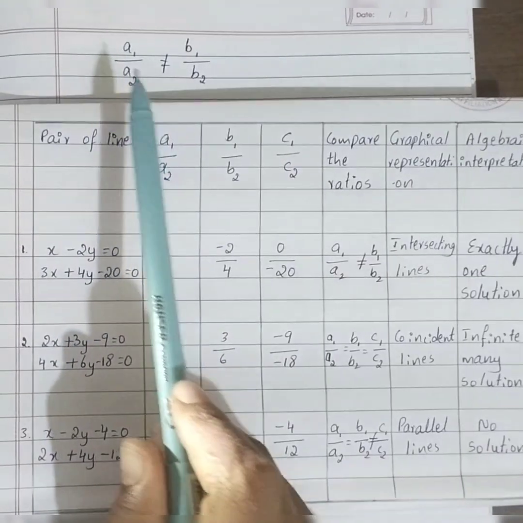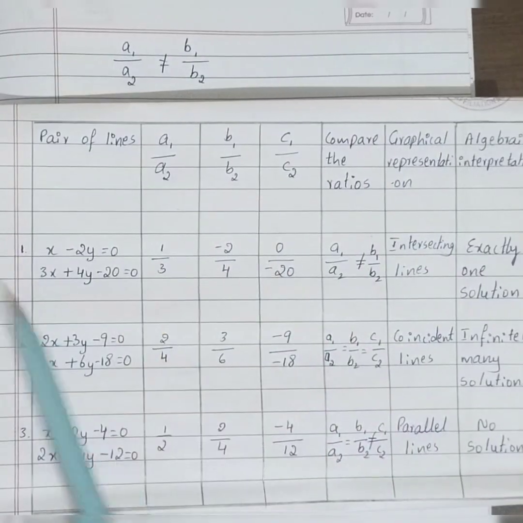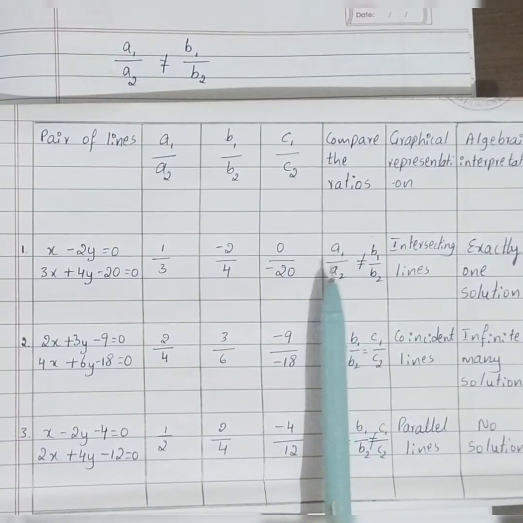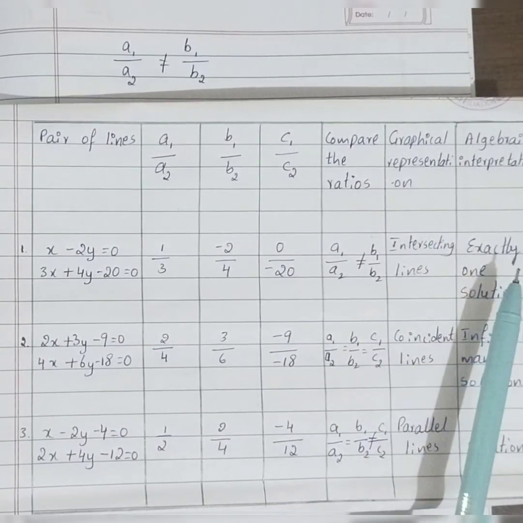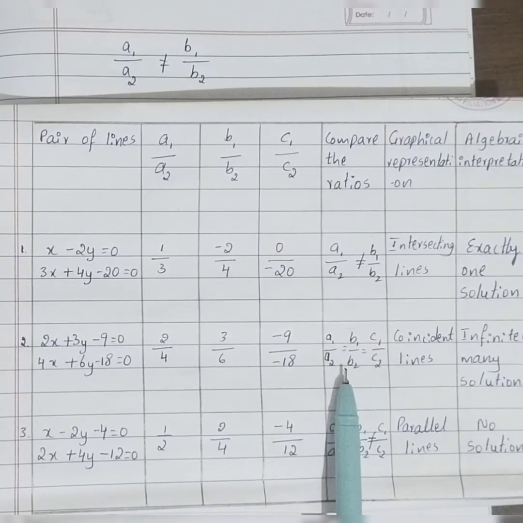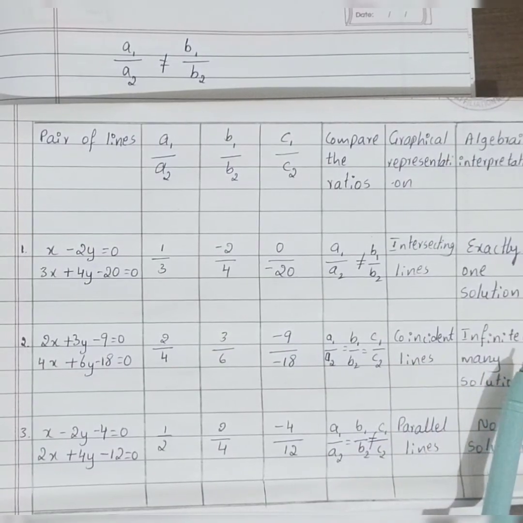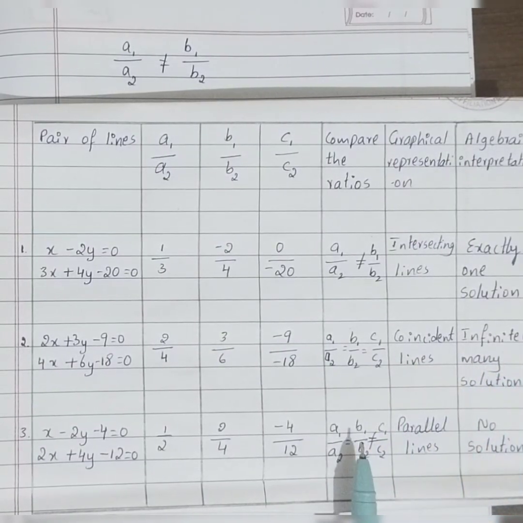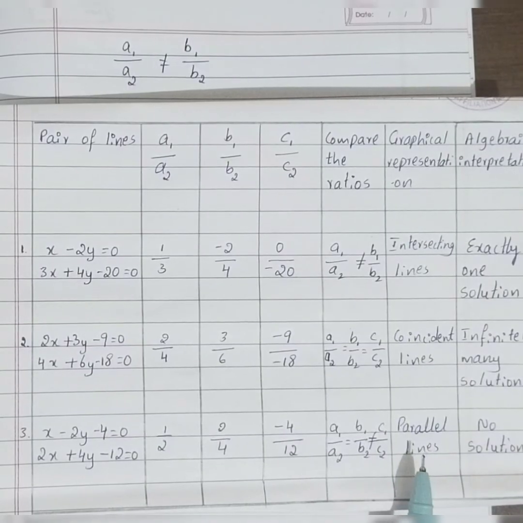We should know this table. What if a1 divided by a2 is not equal to b1 divided by b2? Here is the table. If a1 divided by a2 is not equal to b1 divided by b2, the lines are intersecting and there is exactly one solution. And if a1 divided by a2 is equal to b1 divided by b2 is equal to c1 divided by c2, the lines are coincident and there are infinitely many solutions. And if a1 divided by a2 is equal to b1 divided by b2 and it is not equal to c1 divided by c2, the lines are parallel and there is no solution.